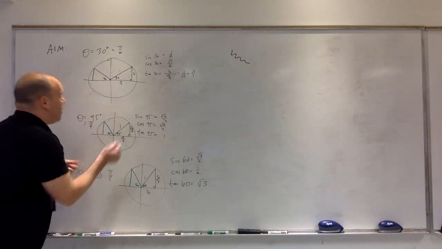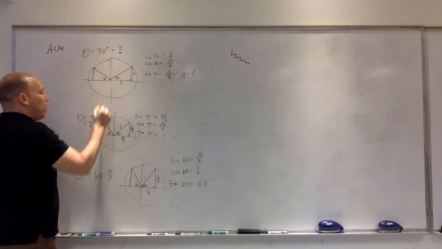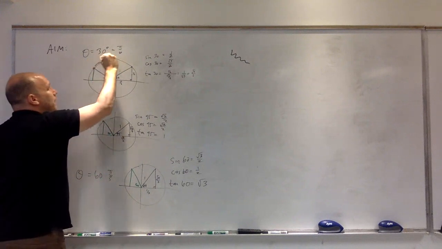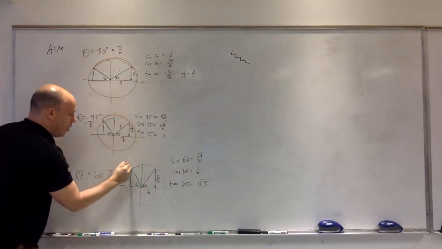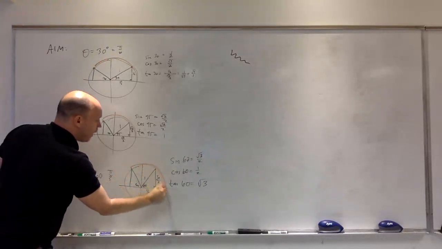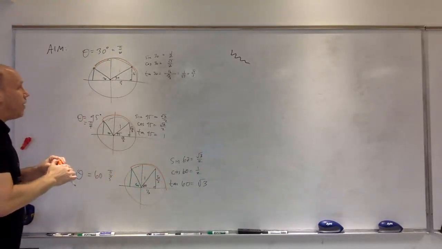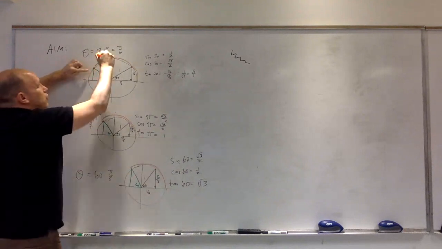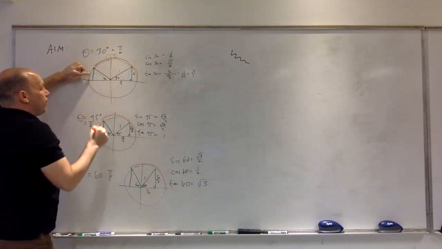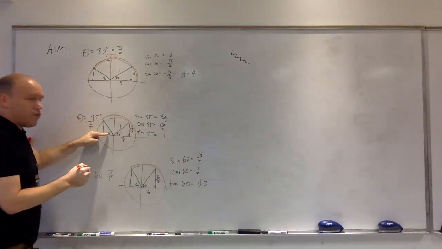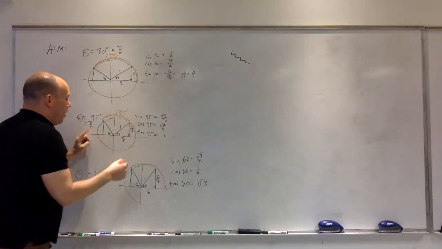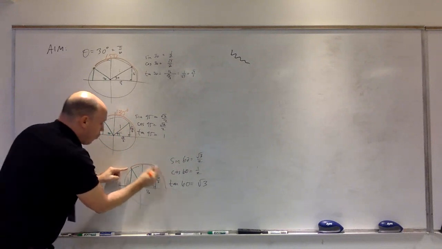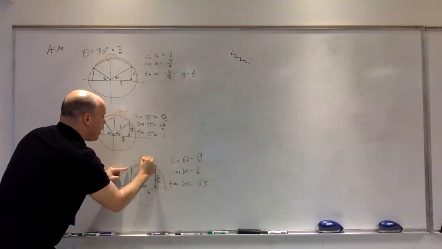Now, let's think about what I've done here. We're interested in this point up here. And the question is, what exactly is this rotation? Well, let's think about this. If this is 30, this rotation is 150. If this is 45, this rotation is 135. And if this is 60, this rotation was 120.